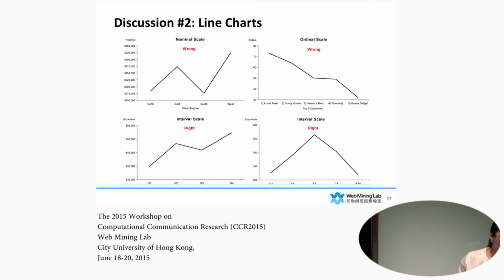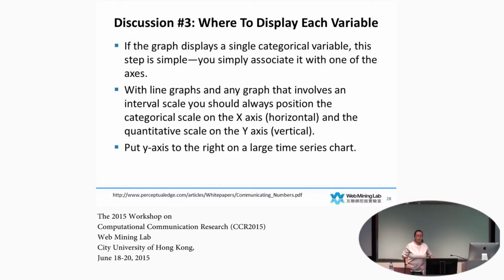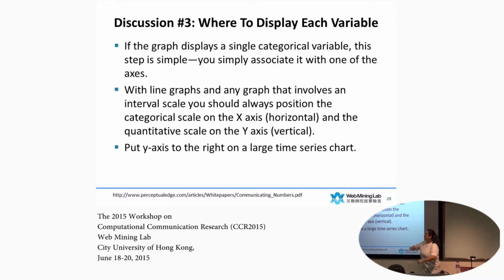The next case is where to display each variable. If the graph displays a single categorical variable, it's very easy, just associate it with one of the axes. With line graphs, you may need to visualize two variables. You should always position the categorical variables on the x-axis, horizontal, and quantitative variables on the y-axis. But as I mentioned, when you visualize time series data or trends, put the time, the year, the months, the minutes, to the right. Get that? Please keep the tips in mind.